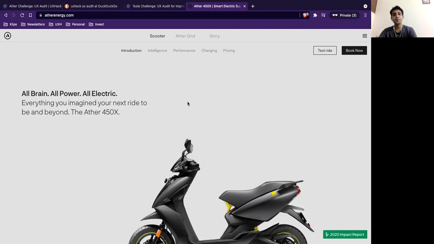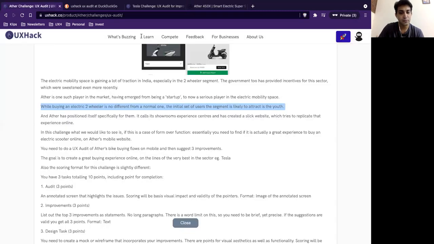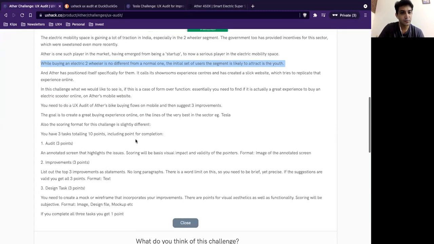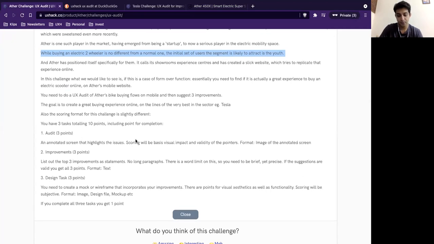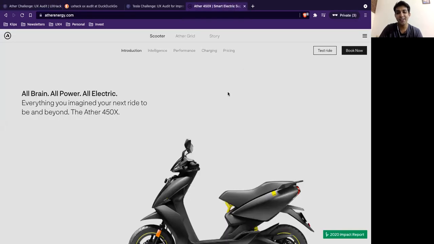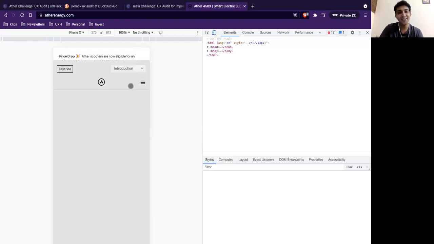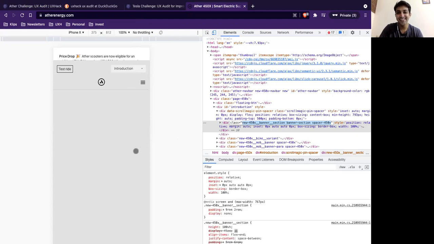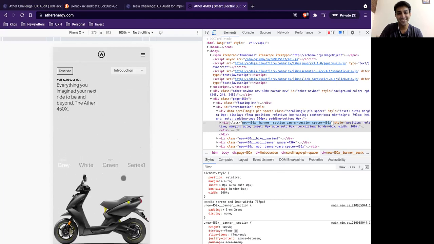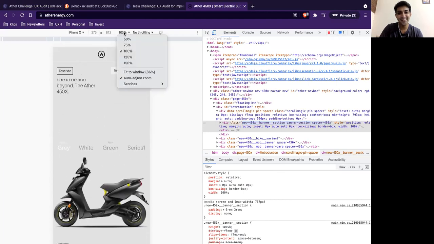Moving over to the third or fourth paragraph written in this challenge, what we would like to see is if this is a case of form over function. So when we say form over function here, what does it really mean in the context of Ather? Have you had a look at the website or the mobile website? Yes, I had. Do you feel that line is resonating? Exactly. That is the point I was mentioning. Is it with regards to the website or the product?